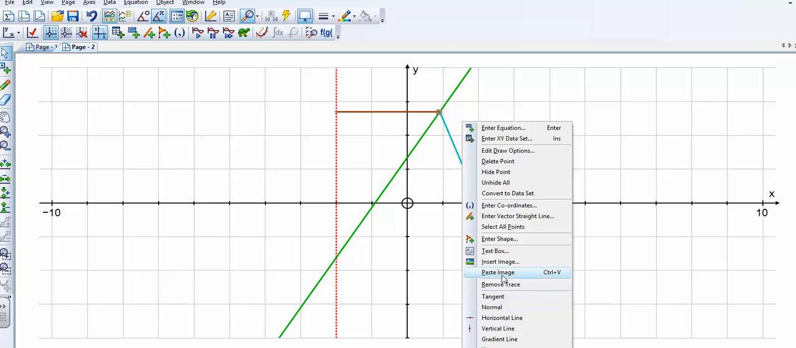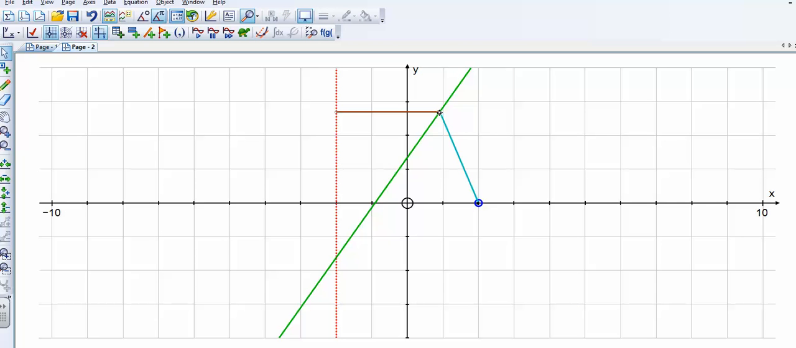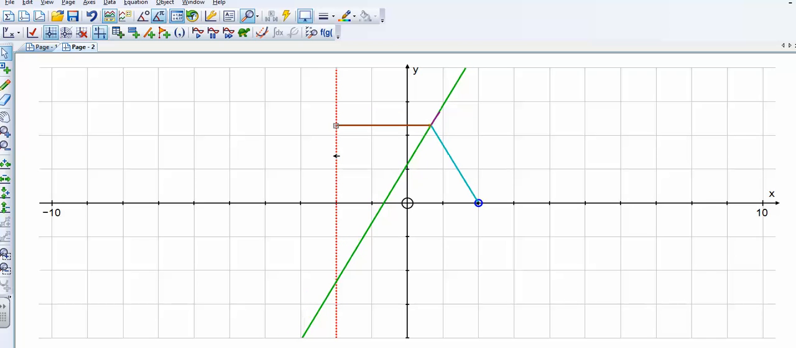So I'm going to remove the trace and then put it back on. So trace point. And then if I move that point by moving this point down here, so anywhere that I drag this brown line down, the brown line and the turquoise line will always be the same length.